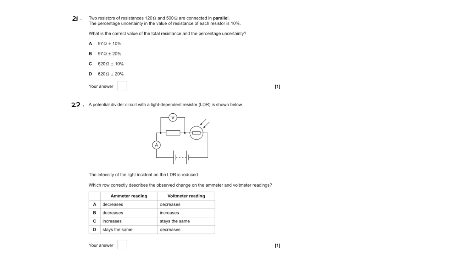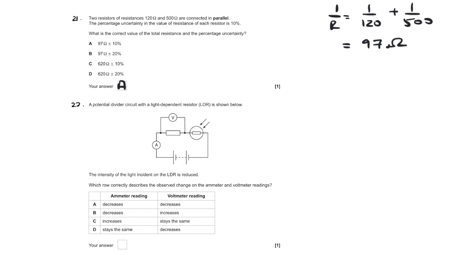So you could follow the formula 1 over R equals 1 over 120 plus 1 over 500, which gives me 96.77, or 97 ohms. So either A or B is correct, and because the percentage uncertainty does not change when two fractions are added, the overall resistance still has an uncertainty of 10%, so A will be my answer.